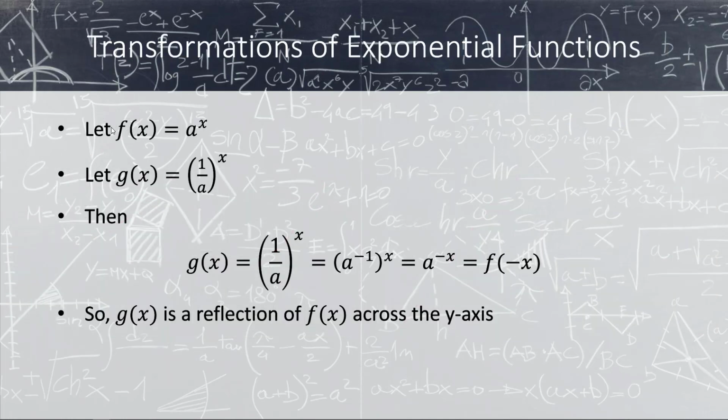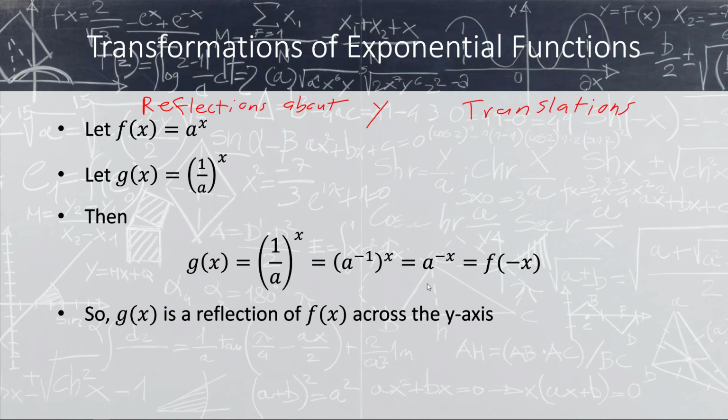Now we want to talk a little bit about transformations of exponential functions. The transformations we are going to be looking at are reflections about the y-axis and also translations. Now take a look. This is f of x, equal to a raised to the x power, and g of x is equal to 1 over a raised to the x power. Now g of x we can rewrite as a raised to the negative first power, all raised to the x power.